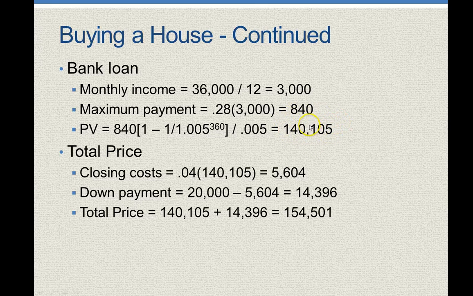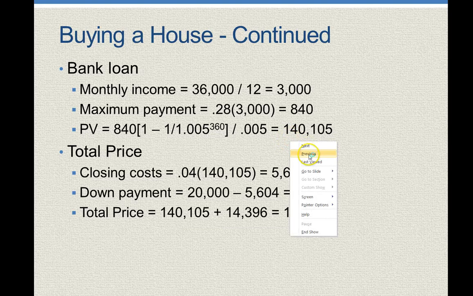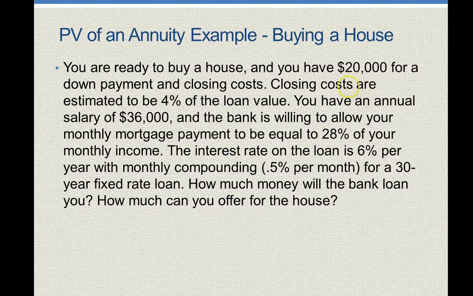But when you buy a house, you also have to put some money down, what they call the down payment. That's like a fraction of the house price. So here the setup tells you that you have $20,000 for a down payment and closing cost. So that means the sum of the down payment and the closing cost is $20,000.